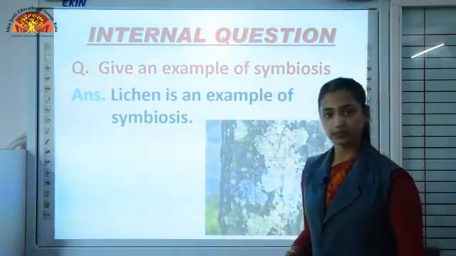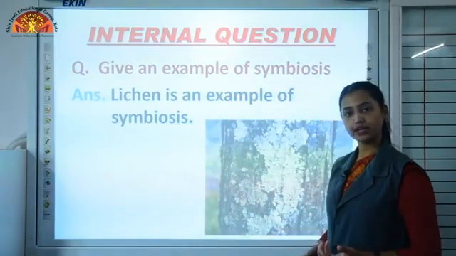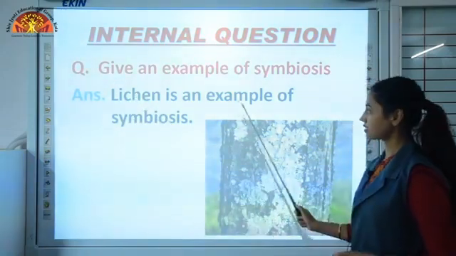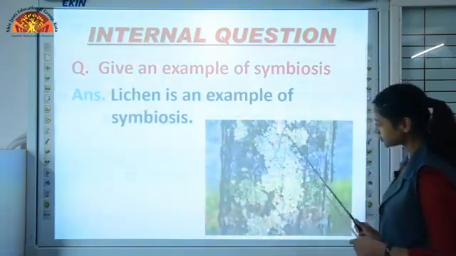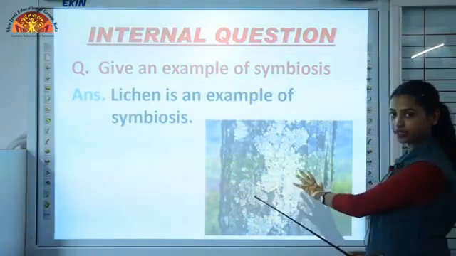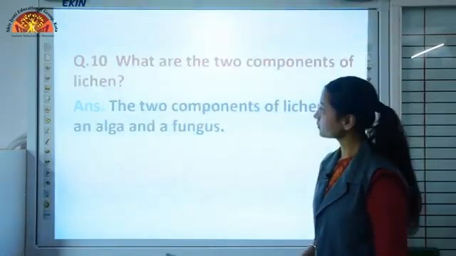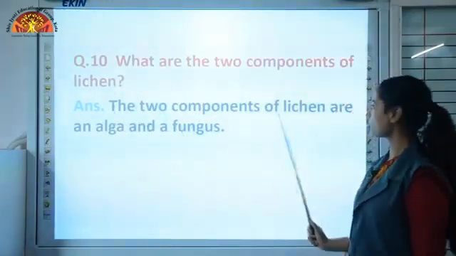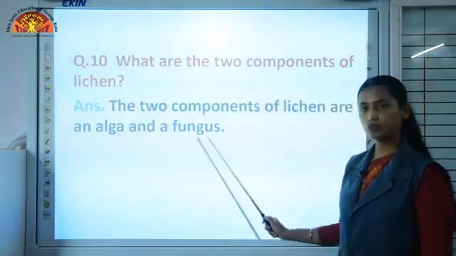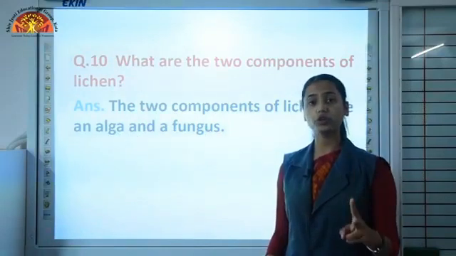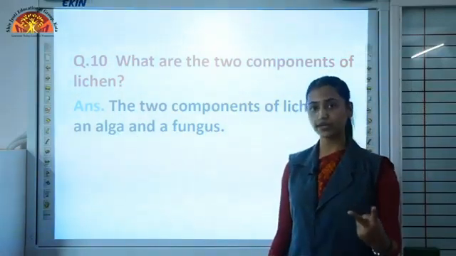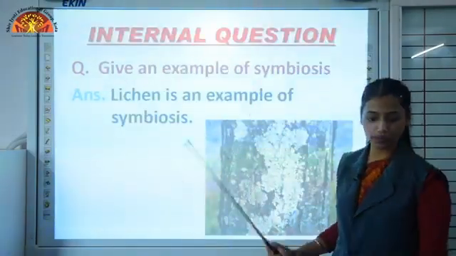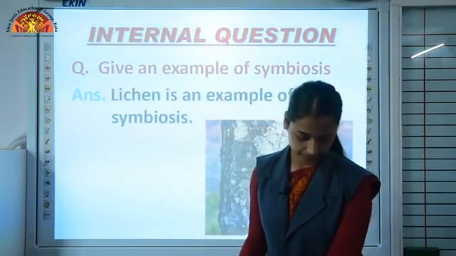And the organism which shows this relationship is known as a symbiont. The very best example is lichen. Lichen is an example of symbiosis. You can see this grayish part, this is lichen. What are the two components of lichen? The two components of lichen are alga and fungus. We studied that two organisms are involved, and in lichen they are algae and fungus. So you have to write this question in your book on page number 11.